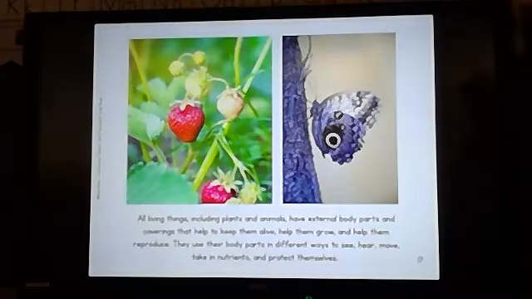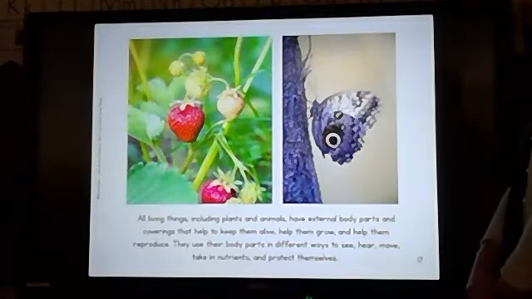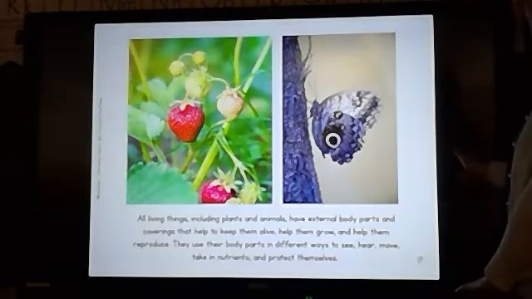All living things, including plants and animals, have external body parts and coverings that help to keep them alive, help them grow, and help them reproduce. They use their body parts in different ways to see, hear, move, take in nutrients, and protect themselves.